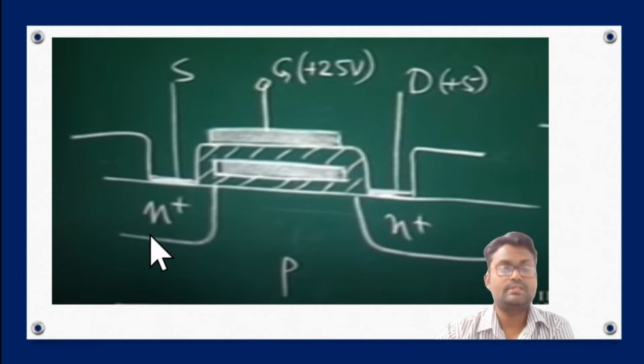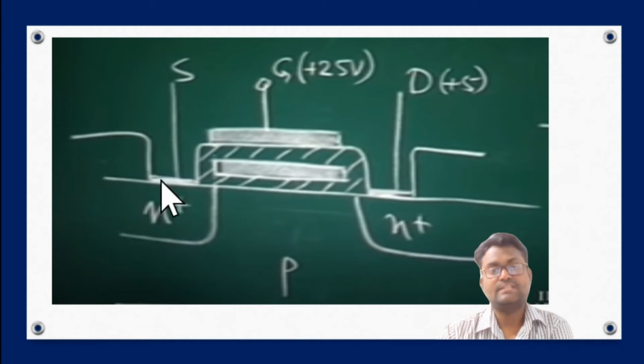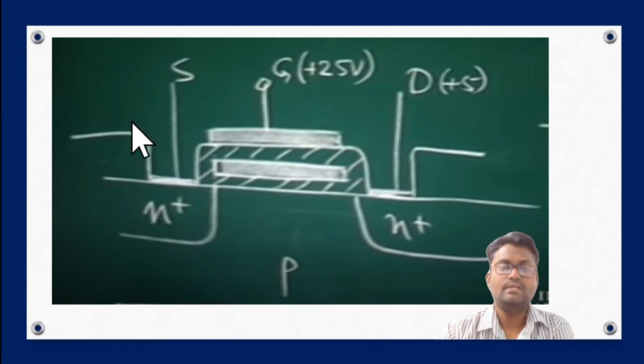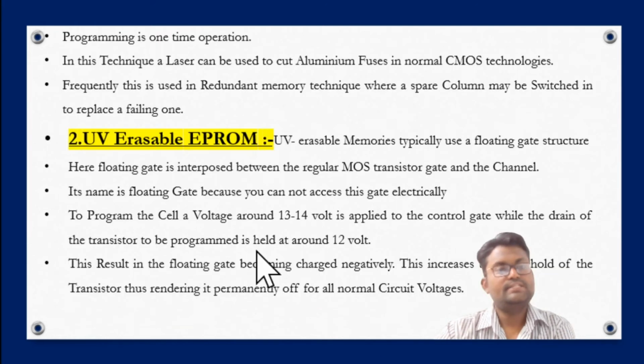Why is it known as floated gate? Because the second gate that is floated here inside the oxide is not connected with the source end or drain end. That's why it is known as floated gate structure. Okay, so in this UV erasable programmable read-only memory, you can see that it is made with floating gate structure.